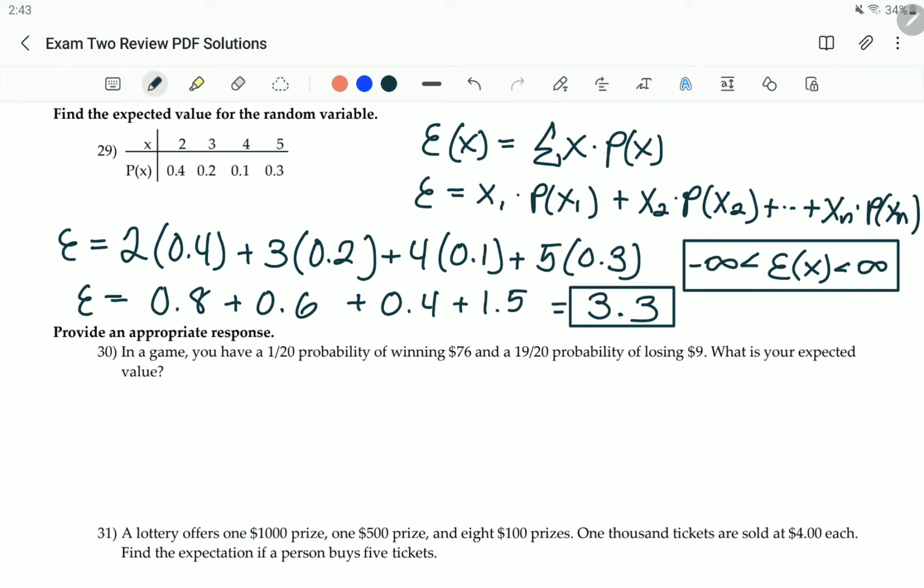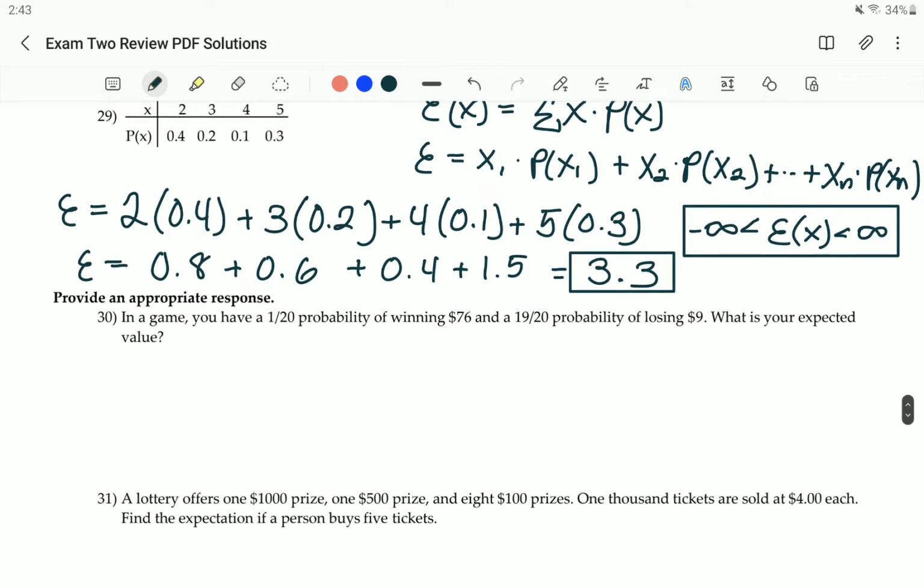All right, let's do number 30. In a game, you have a 1 in 20 probability of winning $76 and a 19 out of 20 probability of losing $9. What is the expected value? So I'm going to call this right here of winning $76 as my event 1. And event 2 is going to be losing the $9. Let's put that in blue.